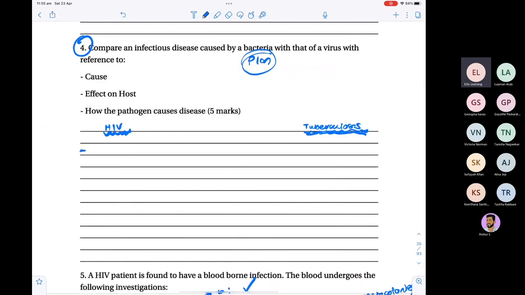All right. What are they caused by? HIV is caused by, it makes it very easy, the HIV virus. It's a bit redundant saying HIV virus because HIV means human immunodeficiency virus. If you say HIV virus, you're saying virus twice. But we still say that. So it's caused by the HIV virus. TB is caused by bacteria, a specific kind of bacteria called mycobacterium. You know why it's called myco? It's because it has an acid called mycolic acid in its cell wall. But just know it's a special type of bacteria. What's the effect on the host? HIV, what does it do?